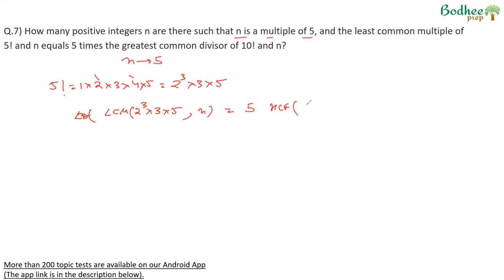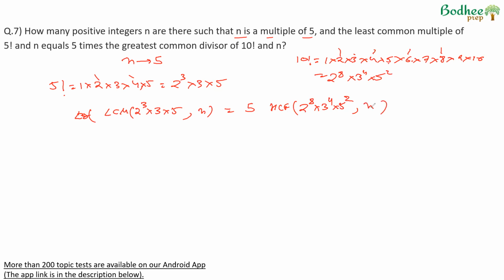10 factorial will be 1 into 2 into 3 into 4 into 5 into 6 into 7 into 8 into 9 into 10, which will be 2 raised to power 8 for 2; for 3, 3 raised to power 4; for 5, 1 and 2. This is 10 factorial. So 2 raised to power 8 into 3 raised to power 4 into 5 raised to power 2. Highest common factor or greatest common divisor of 10 factorial and n. This is the equation that we get.